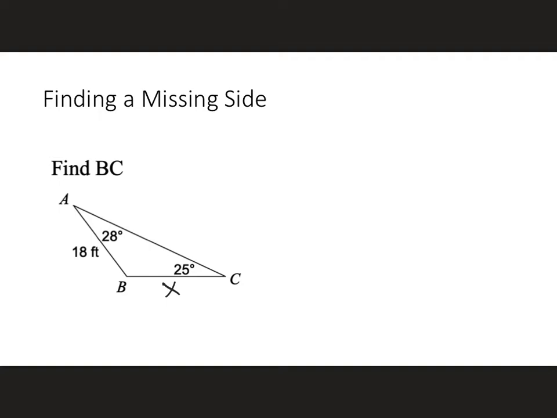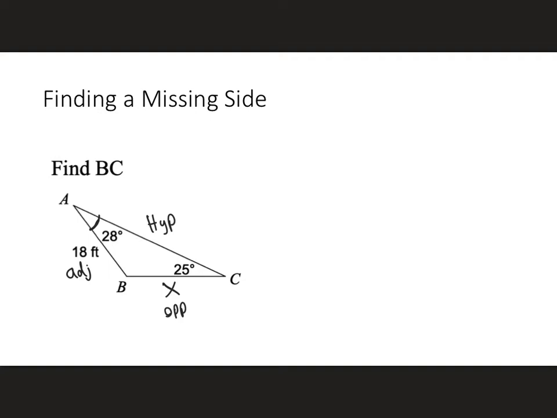Okay, so we got to pick an angle first. I could pick this one. That's 28 degrees. And from that, X would be the opposite, and then 18 would be the adjacent, and AC would be the hypotenuse. But we don't know anything about the hypotenuse. Maybe we could use tangent, maybe not.